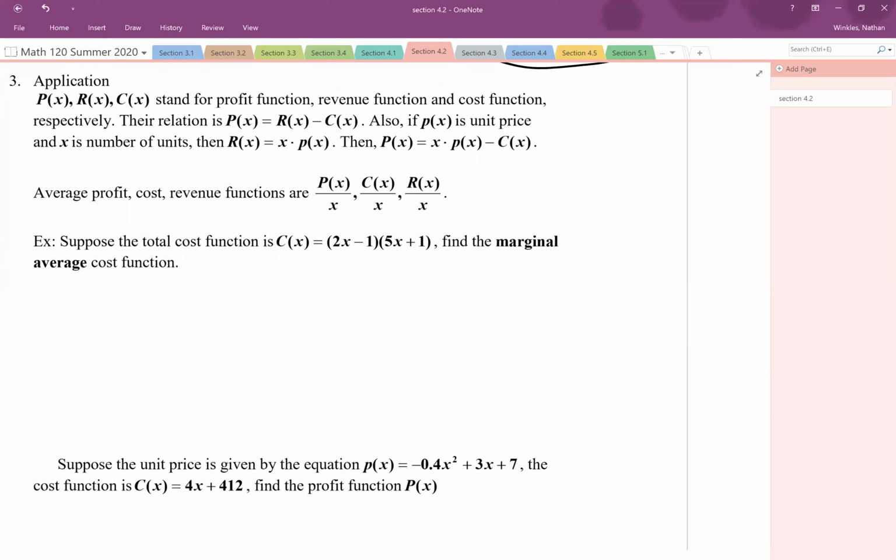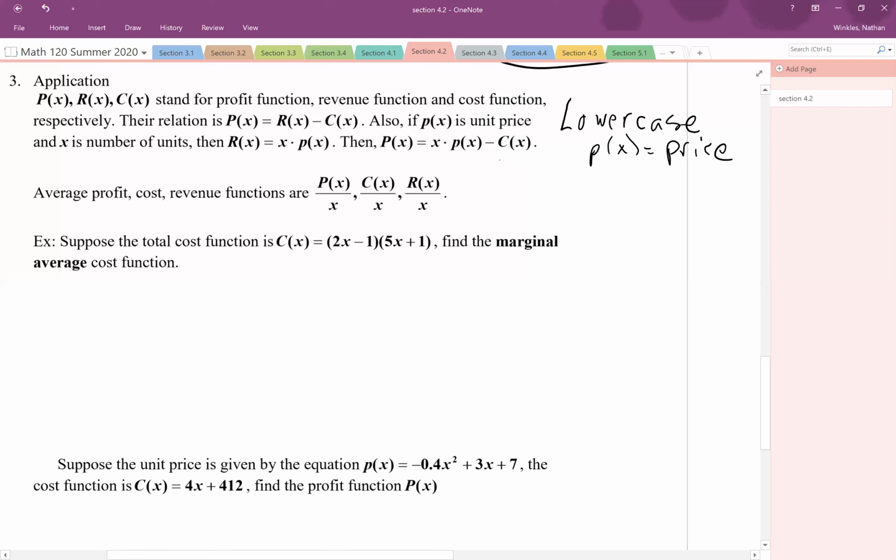Also, if we are given the price function, lowercase p of x is equal to price. This is the unit price, and x is the number of units. So how they go together is that revenue is equal to our x value times our price. So revenue is price times quantity. So then in this case, P of x would be x times p of x minus C of x if we were given a price function.